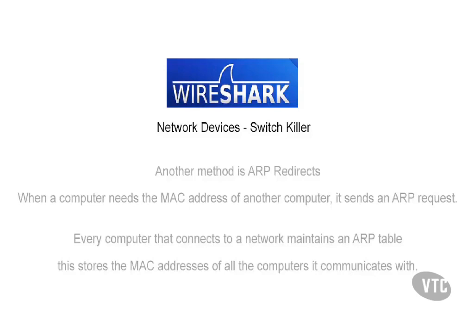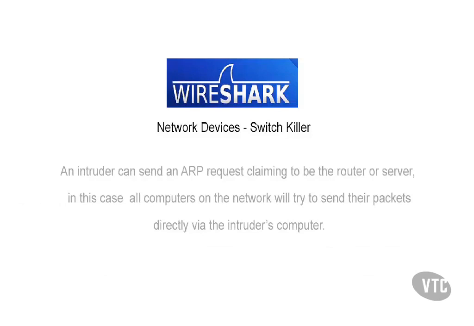An intruder can subvert a switch by sending out an ARP request claiming to be someone else on the network. An intruder could also send an ARP claiming to be the router or server. In this case, all computers on the network will try to send their packets directly through the intruder's computer.